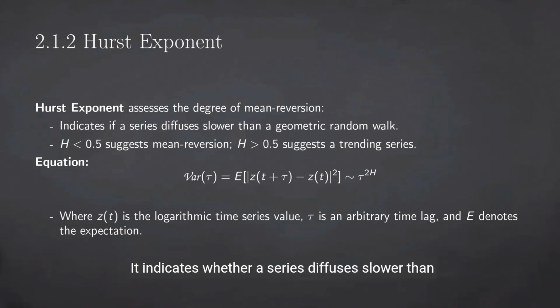Next, we consider the Hurst Exponent, which helps assess the degree of mean reversion in a series. It indicates whether a series diffuses slower than a geometric random walk. If we describe it verbally, the variance of the differences in the series over different time lags is expected to scale with time raised to the power of 2 times the Hurst exponent. For a typical random walk, this exponent is 0.5, meaning the series diffuses proportionally to time. If the Hurst exponent is less than 0.5, the series is more likely to revert to the mean, suggesting predictability.